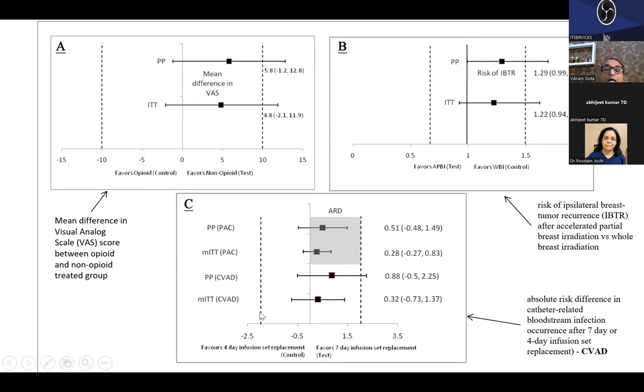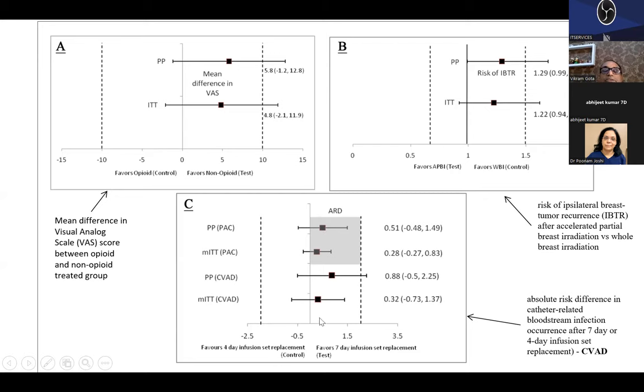So if you have to support the null hypothesis, you need a per protocol analysis. And in spite of the per protocol analysis, if the outcomes are within the margin, then you will accept it as truly significant. Just to give you an example, for the peripheral arterial catheter, the margins are within the equivalence range, both for modified intention to treat analysis as well as per protocol analysis.